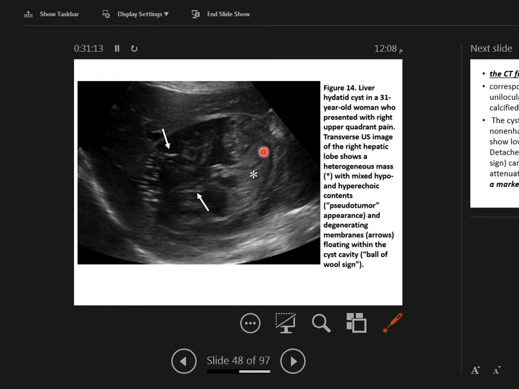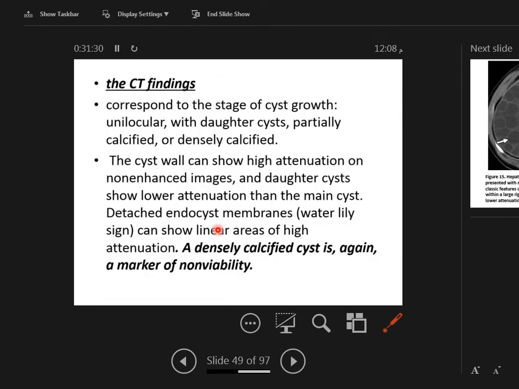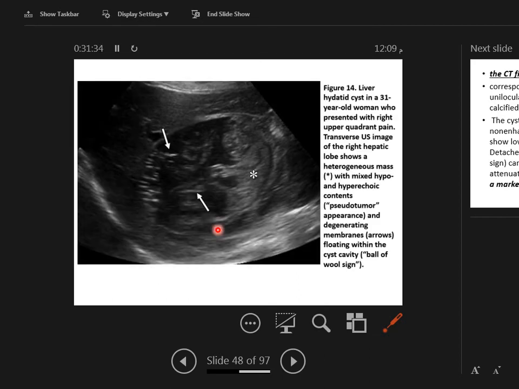This is ultrasound, which shows a heterogeneous mass with mixed hypo and hyperechoic pseudotumor. Like this is ball of wool sign. Everything is called out. A lot of the complex are there, because still classified.